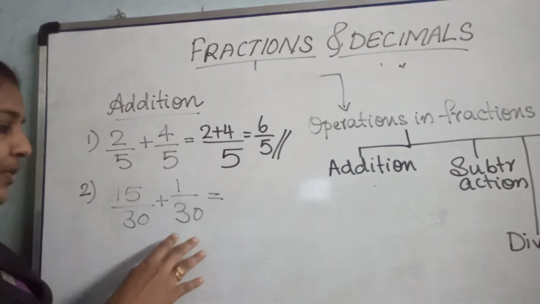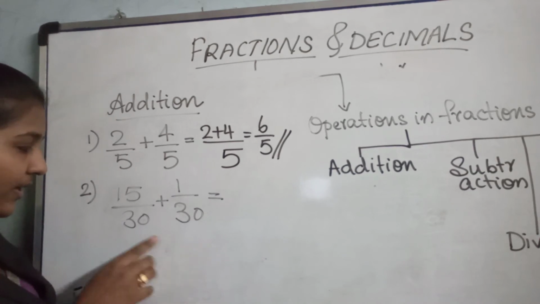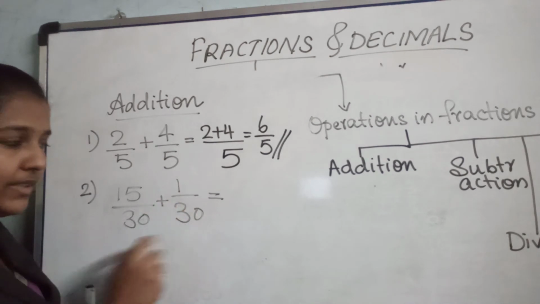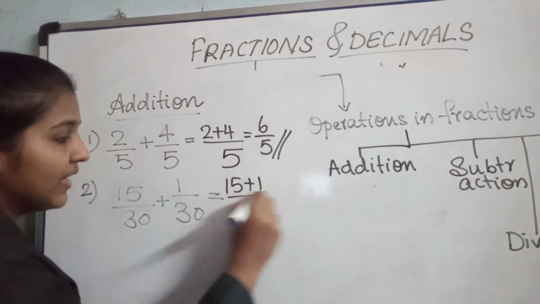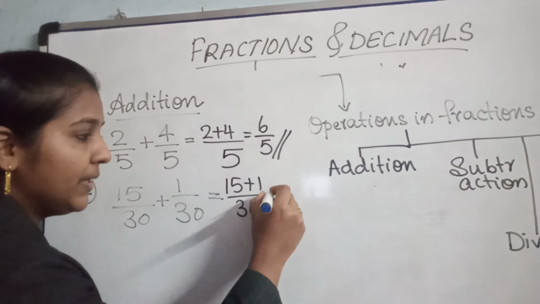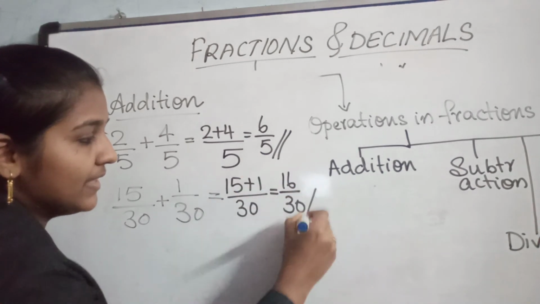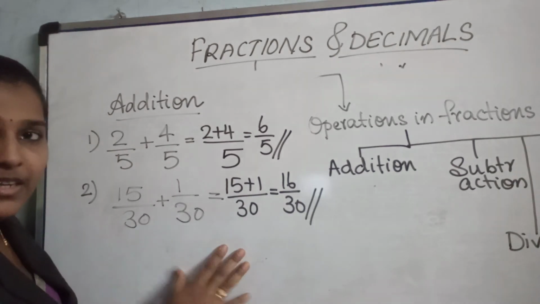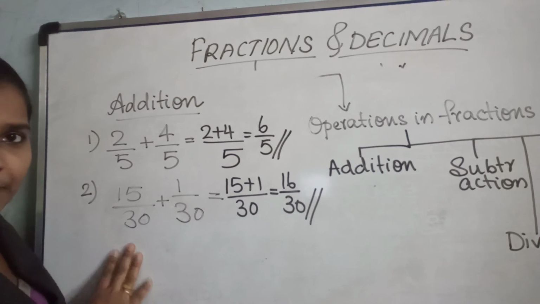Got it? Now the next question is also addition of like fractions. Here the fraction is 15 by 30 plus 1 by 30. Add the numerators together and write the same denominator. So 15 plus 1 is 16, so 16 by 30 is the answer. The same way you can answer if the given fractions are like fractions. Clear children?